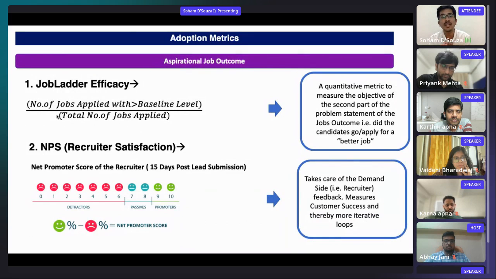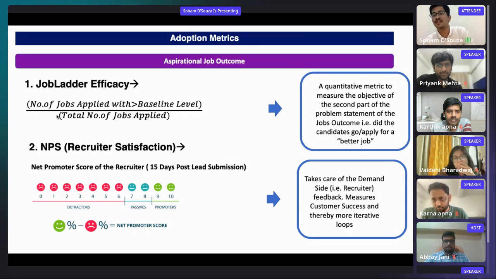From an adoption metric point of view for aspirational jobs, I have created a metric called job ladder efficacy, which will tell us if a person was at A1, how many jobs he has applied to in A2, B1, B2, C1, C2 upon the total number of jobs. So this will help us solve the second quantitative problem: how will you quantitatively measure the job outcome in your particular company?